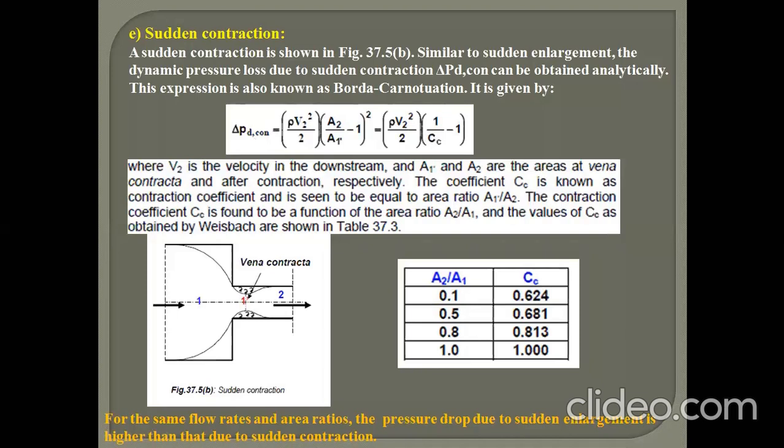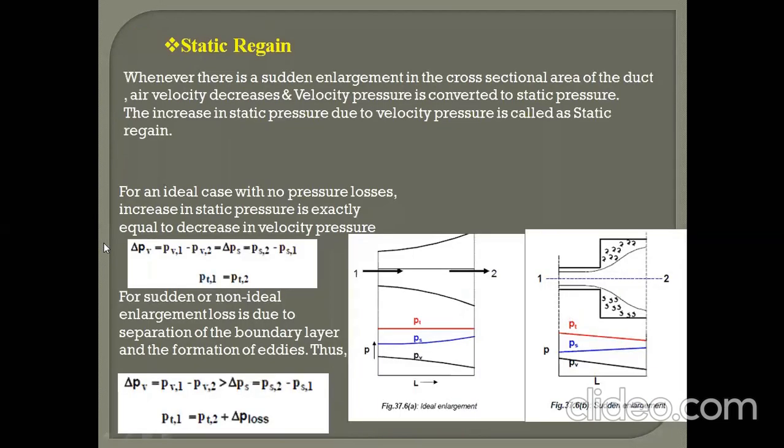And it is important to note that for the same flow rate and same area ratios, the pressure drop due to sudden enlargement is higher than due to sudden contraction. So it is very important to highlight that sudden enlargement results in higher pressure losses, that we'll see with the help of tube mechanics. Now the last and important point is static regain.